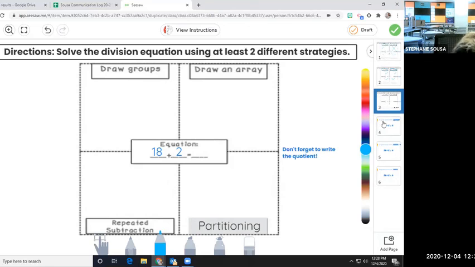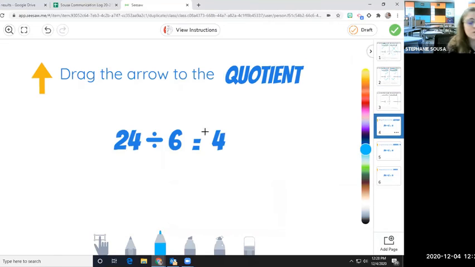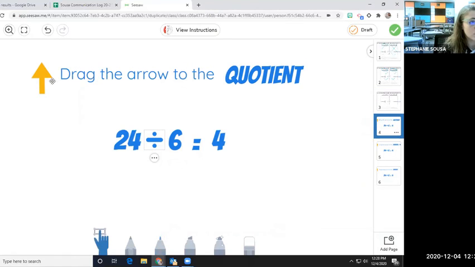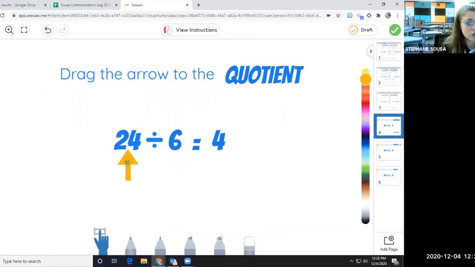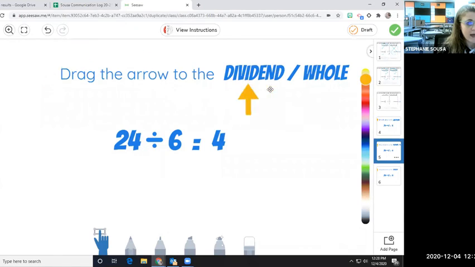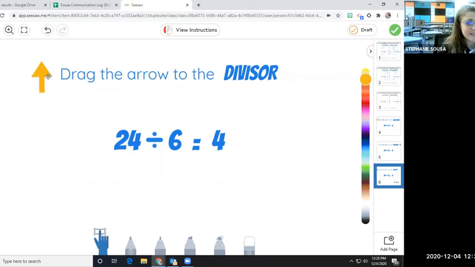All right. On slides 4 through 6, it is vocabulary. Your directions were drag the arrow to the quotient. So you're going to take this arrow and you're going to point it to whatever the quotient is. And then you'll leave the arrow there, okay? On slide 5, you're going to drag the arrow to the dividend or the whole. Which one is the dividend? On slide 6, you're going to drag the arrow to the divisor. You have a really great math notebook that we took notes on.